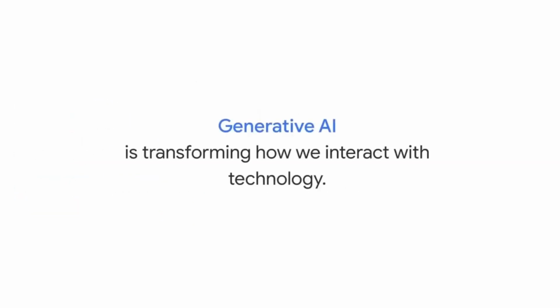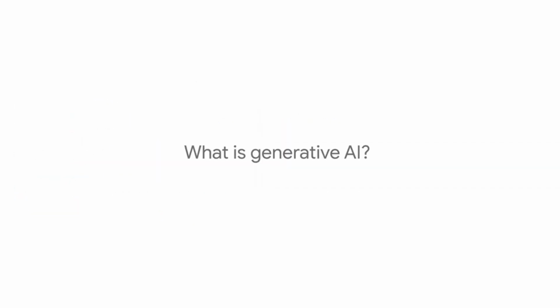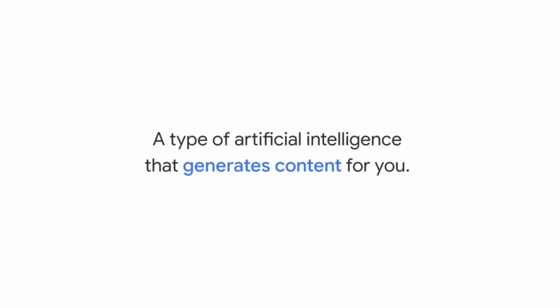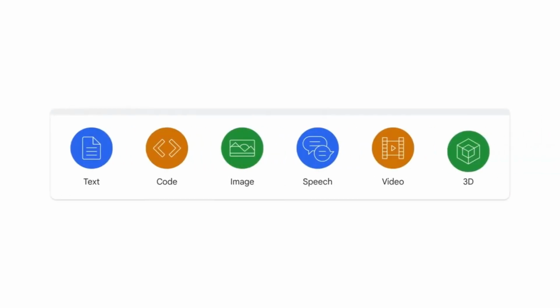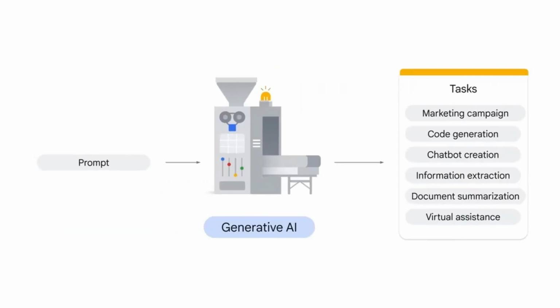Generative AI is transforming how we interact with technology. So what is generative AI? It is a type of artificial intelligence that generates content for you. What kind of content? Well, the generated content can be multimodal, including text, code, images, speech, video, and even 3D. When given a prompt or request, generative AI can help you with a variety of tasks, such as launching marketing campaigns, generating code, creating chatbots, extracting information, summarizing documents, and providing virtual assistants. And these are just some examples.